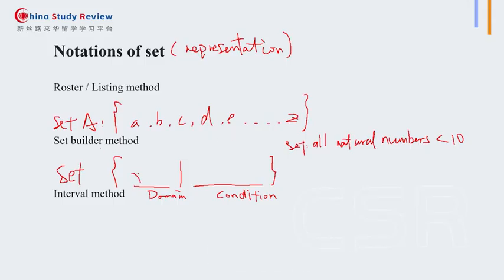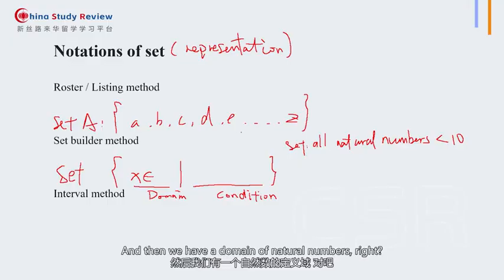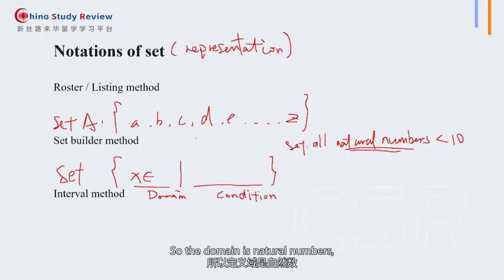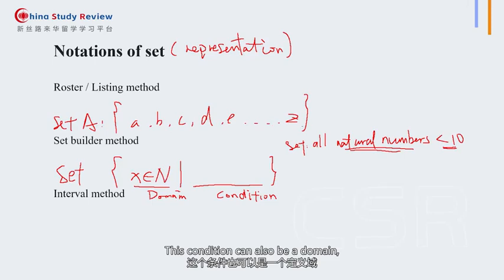Let's say we use x. So x belongs to a certain domain. This is a symbol that I'll teach you later, which means belongs to. And then we have the domain of natural numbers. This domain limits every element in this set, which must belong to it. The domain is the natural numbers, and its symbol is a capital N. And then we have a condition, which is that x is smaller than 10.